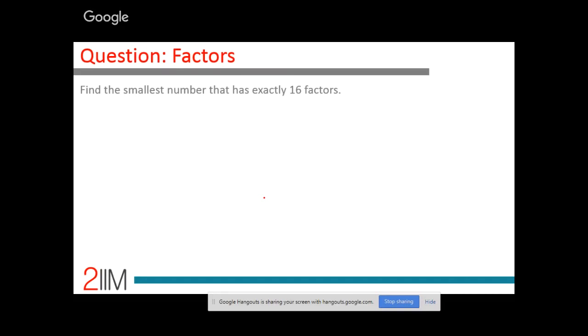Given a number, we can prime factorize and find how many factors it has. Given the number of factors, we cannot find the number, but we can possibly find the prime factorization. So find the underlying prime factorization that can result in 16 factors.